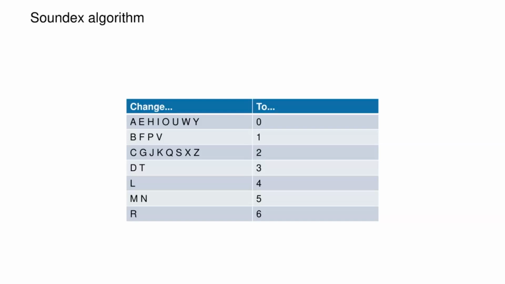All that goes to 0. Then we have B, F, P, V. These are the labial consonants, right? Those that if you speak them, you realize it comes from the lips.